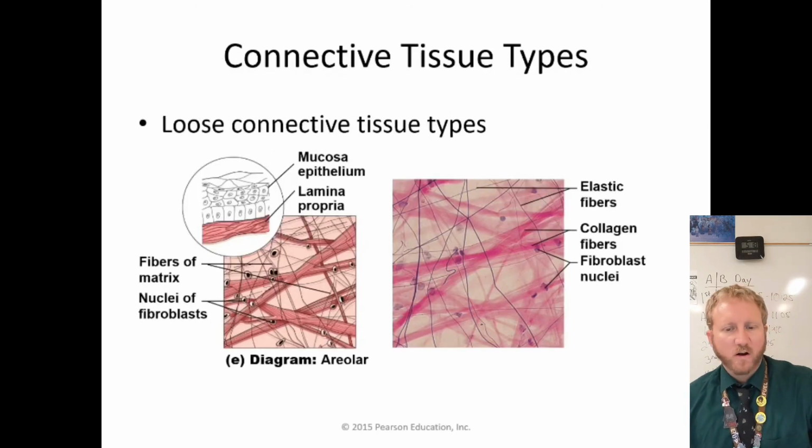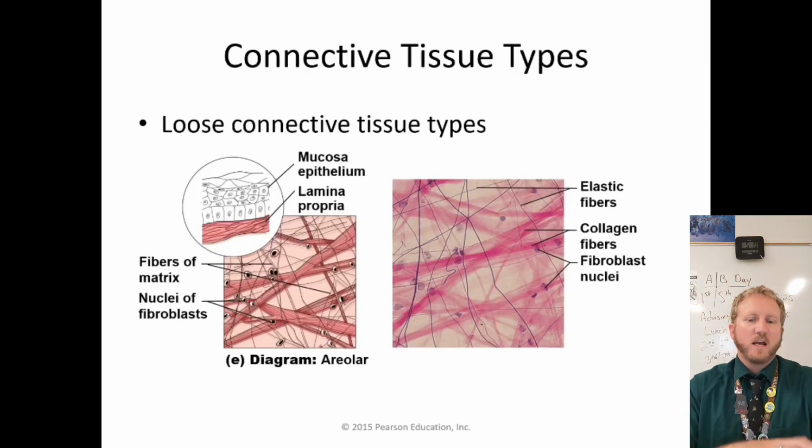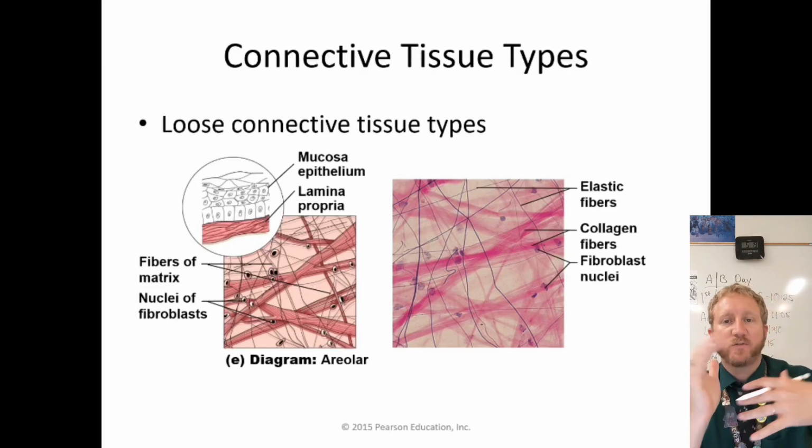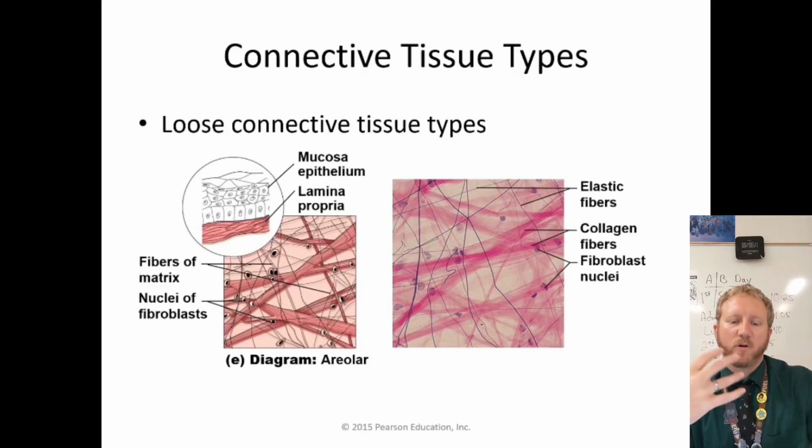Okay, so we're also going to talk about loose connective tissue. Now, there's two types of loose connective tissue. Loose connective tissue is kind of like dense connective tissue, but not as many collagen fibers. There's also more elastic fibers, so this allows for more movement and more flexibility.